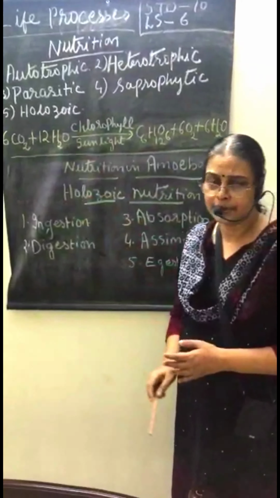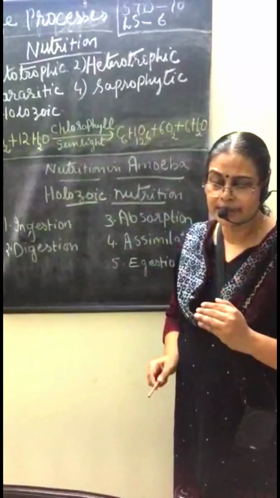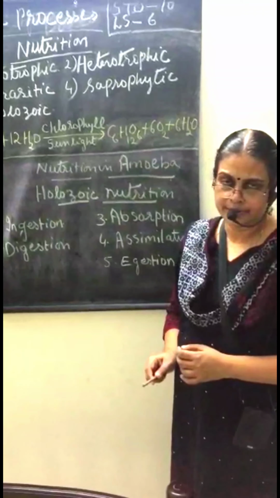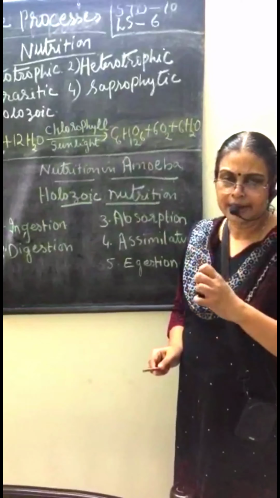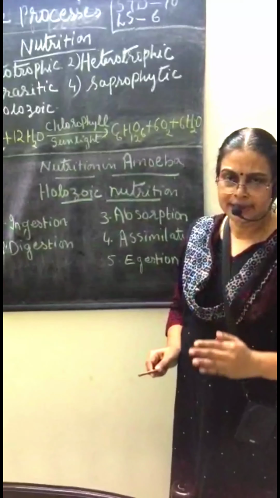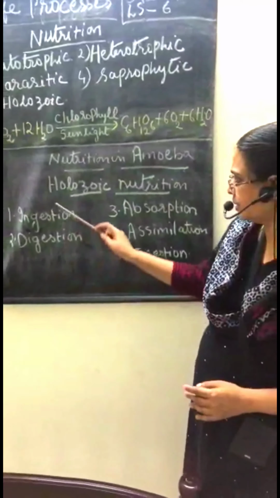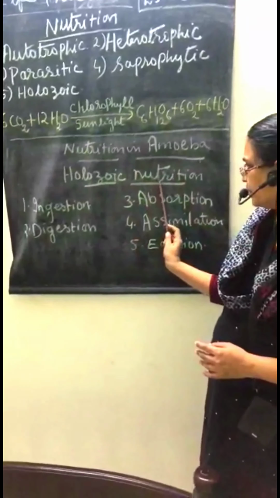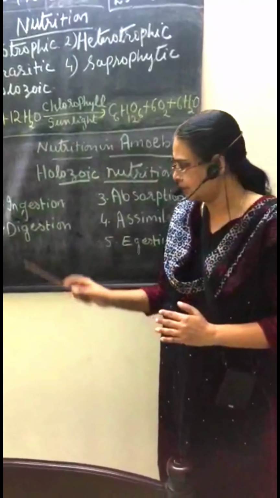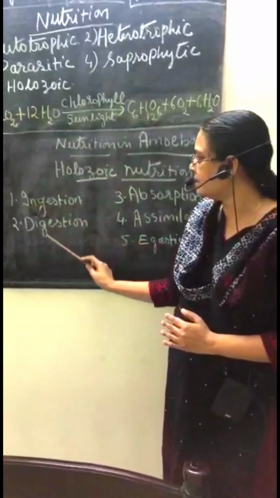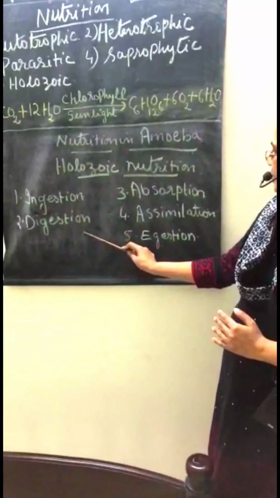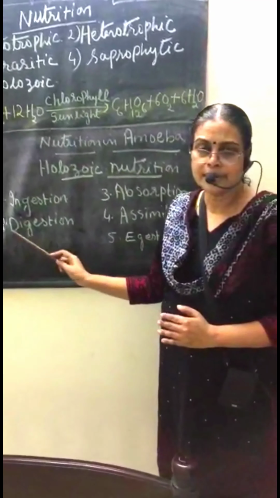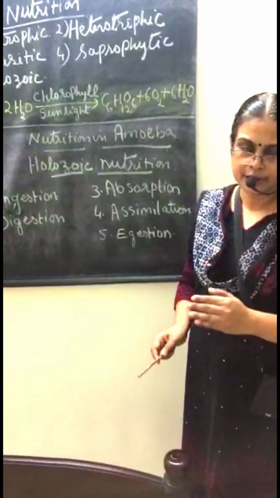Now holozoic nutrition. Some unicellular organisms like amoeba have holozoic nutrition, where the organism takes in food as a whole. Now we will discuss how holozoic nutrition takes place in amoeba. In this mode of nutrition there are different stages: ingestion, digestion, absorption, assimilation and egestion. Now how does amoeba take the food?